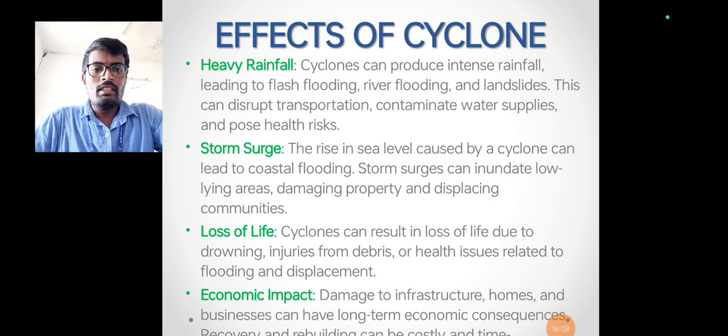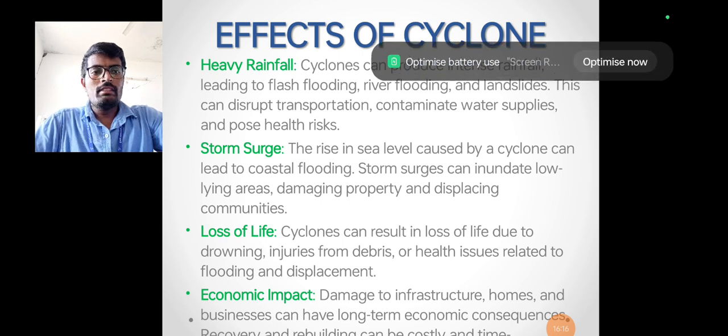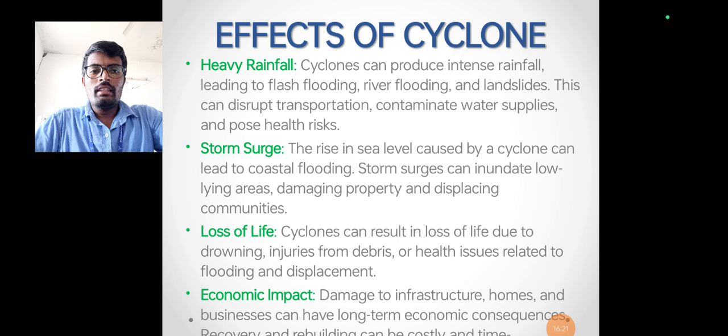And the second effect is storm surge. The rise in sea level caused by the cyclone can lead to coastal flooding, and storm surges can inundate low-lying areas, damaging property and displacing communities. And third one is loss of life. These cyclones can result in loss of life due to drowning, injuries from debris, or health issues related to flooding and displacement.